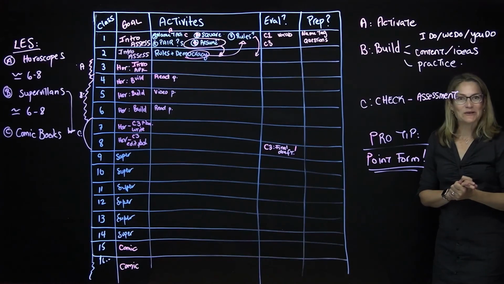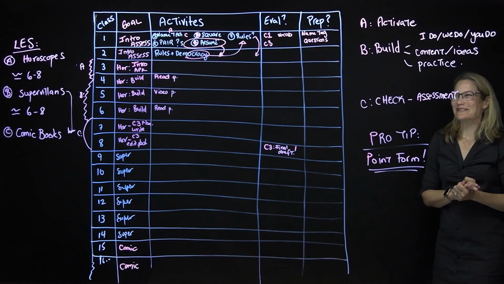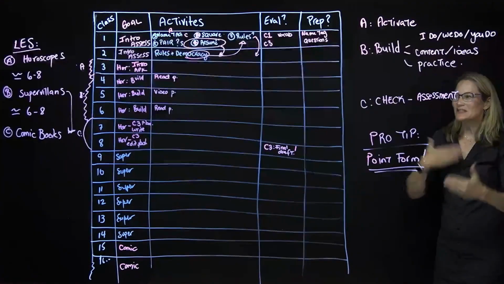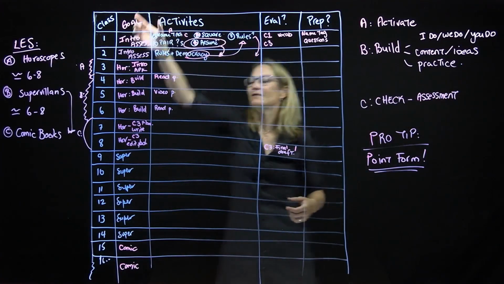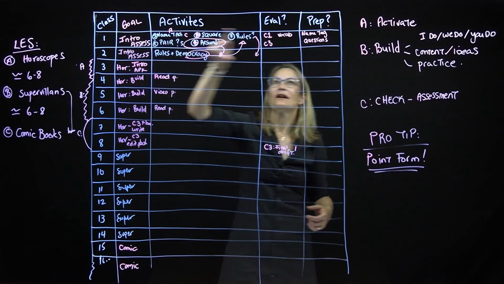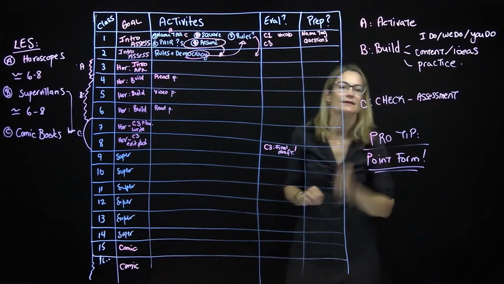So I haven't planned out my whole long-term plan with you because that would take us too long, but I'm hoping that this way you get a sense of how it works. So first of all, we plan vertically with our goal, then we plan horizontally using our 3 phases.